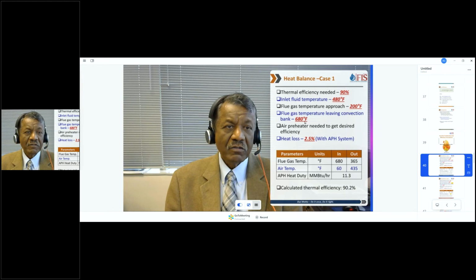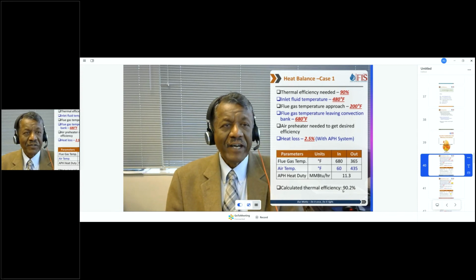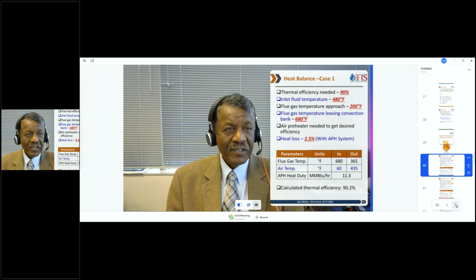So now with 680 degrees, I know I cannot get 90%, so I go for an air preheater. API says you have to take heat losses of about 2.5% with air preheating systems. So we come up with an air preheater which cools flue gases from 680 to 365 and preheats the air from 60 degrees to 435 degrees. My air preheater duty is about 11.3 million BTUs, and my calculated thermal efficiency is about 90%. So I'm able to match it. I'm able to meet the requirements. Let's take another case.